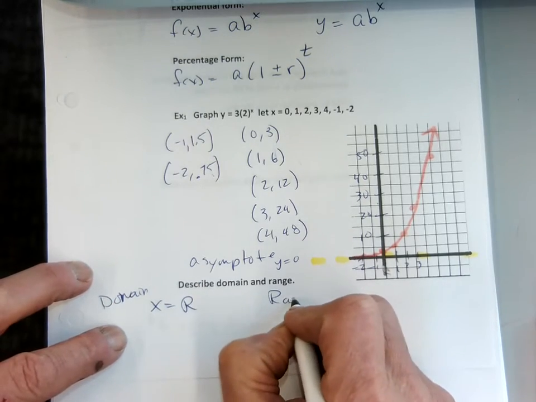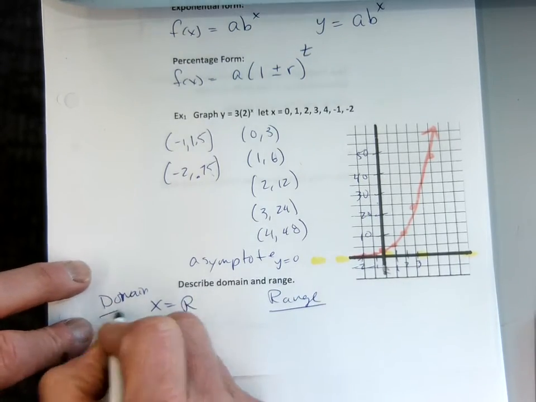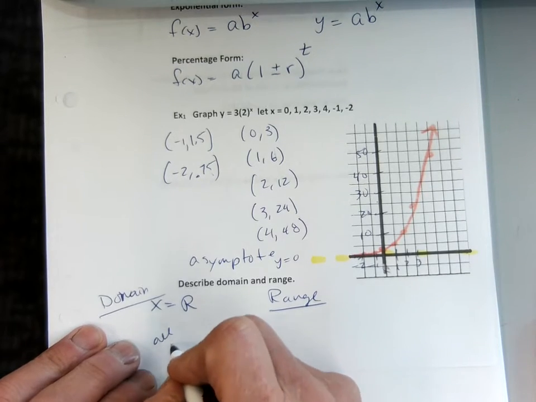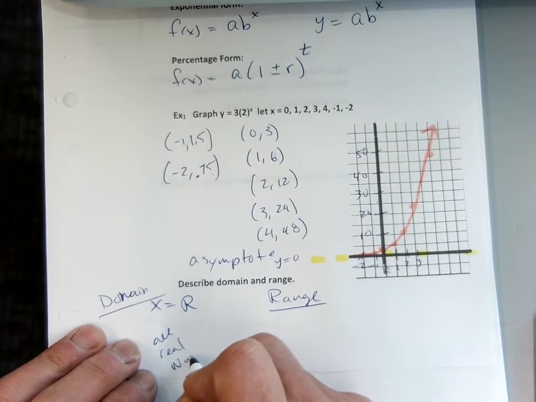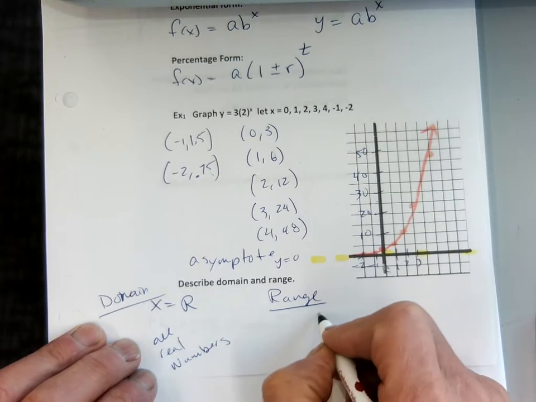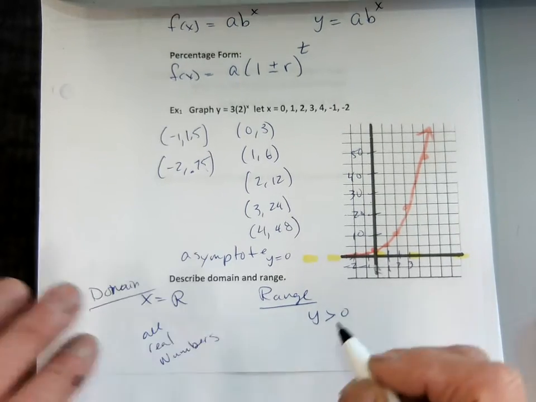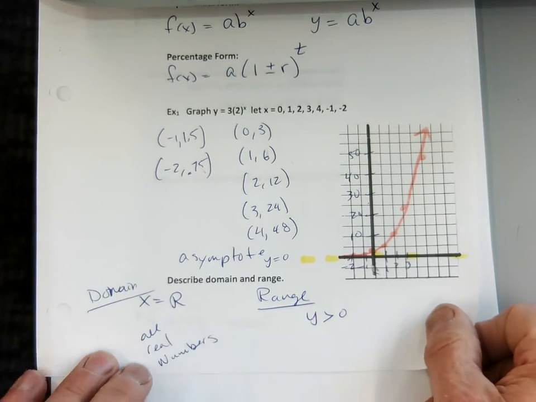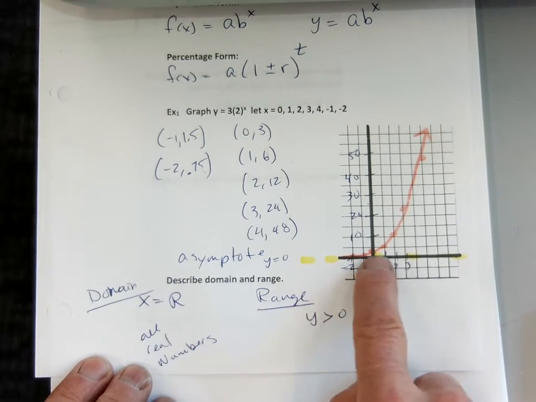My range. What's my range? Yes, not equal to, but greater than 0. Everybody agree with that? Perfect. Doesn't equal 0 at all, but greater than 0, okay? Thumbs up so far? All right.